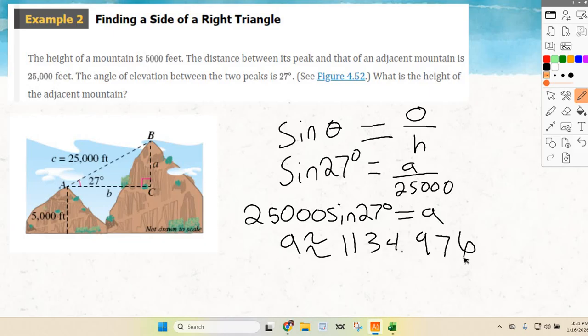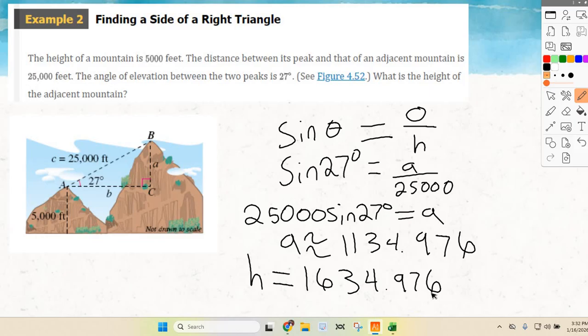0.976. Is that my final answer though? They ask us for the height of the adjacent mountain, yes? What does A represent? That part. How much taller it is than the first mountain, yes? So what do we need to do with our answer? Add 5,000.